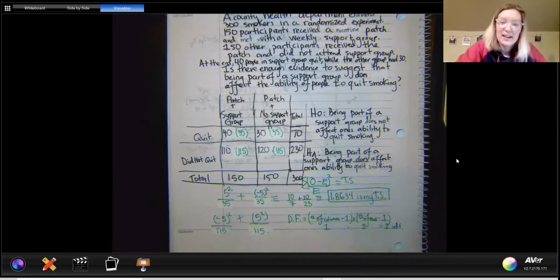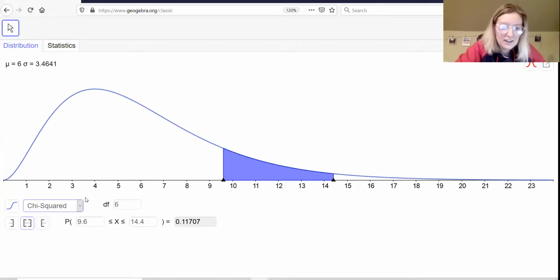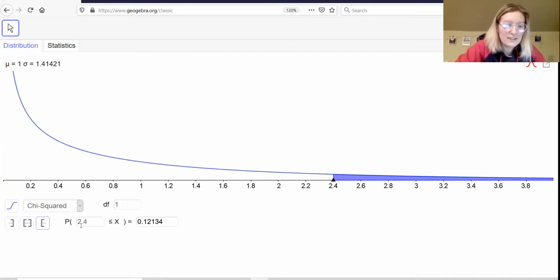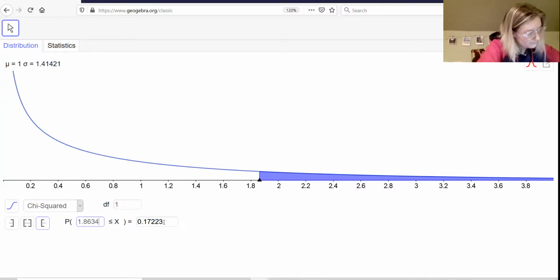So at this point, I can go ahead and plug in my test statistic and my degrees of freedom into my chi-square distribution to get my p-value. So I have GeoGebra open over here. I'm going to plug in my degree of freedom. I'm going to make it a right-tailed test. And my test statistic is 1.8634. And this is going to give me a p-value of 0.1722.